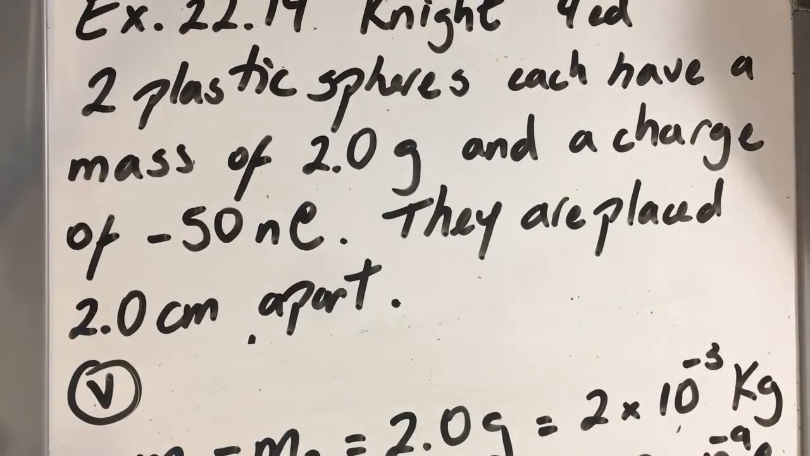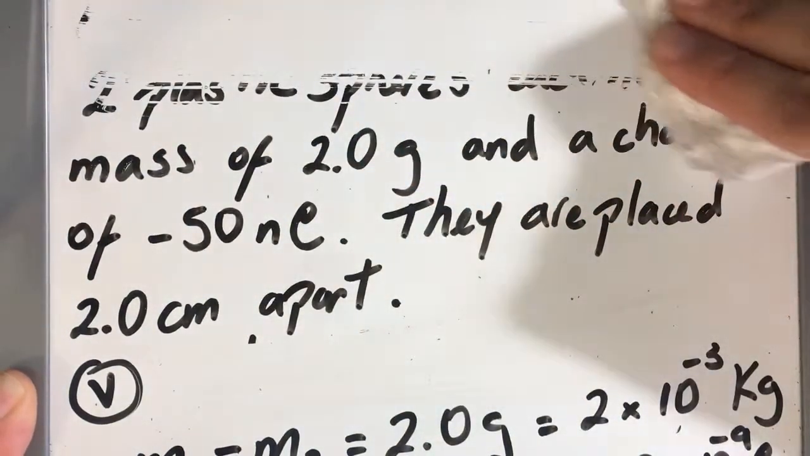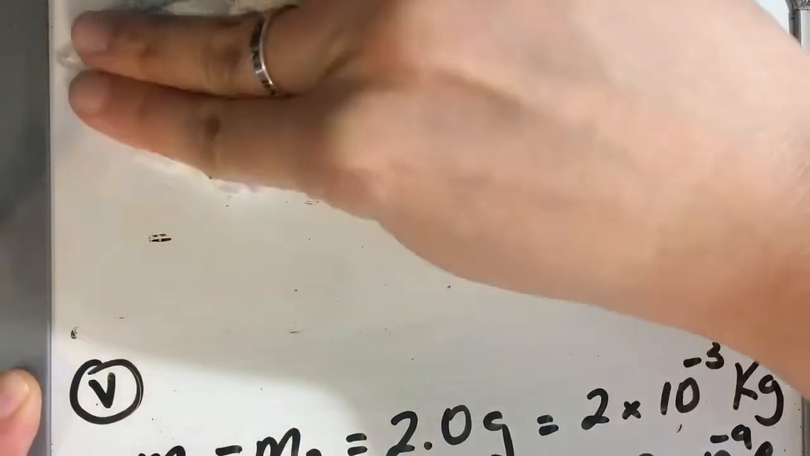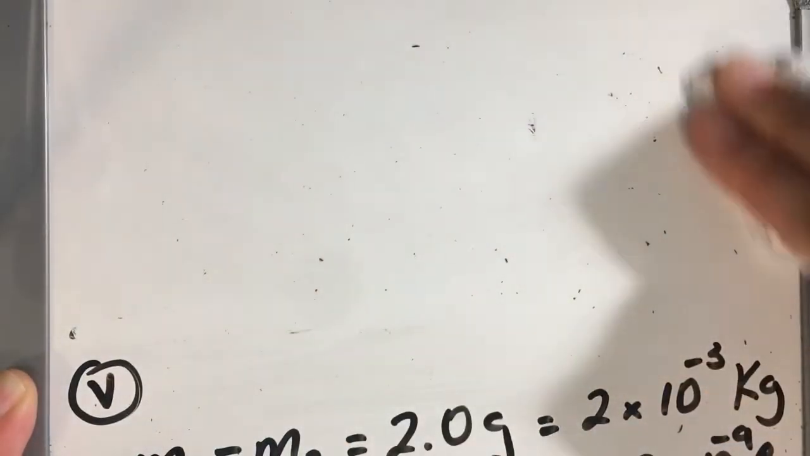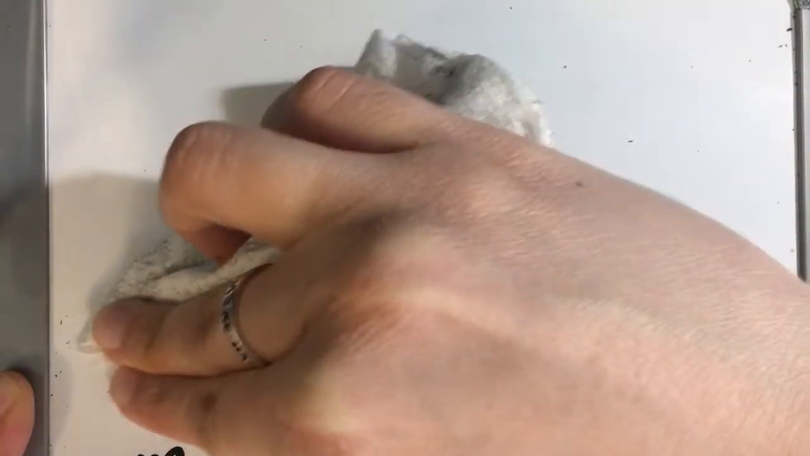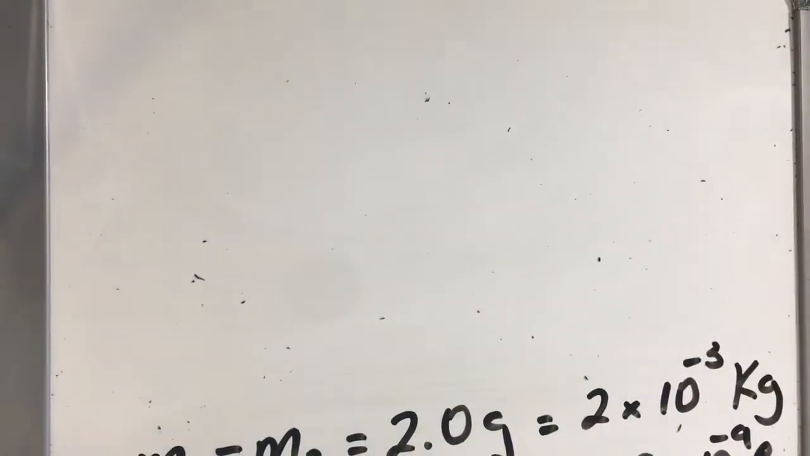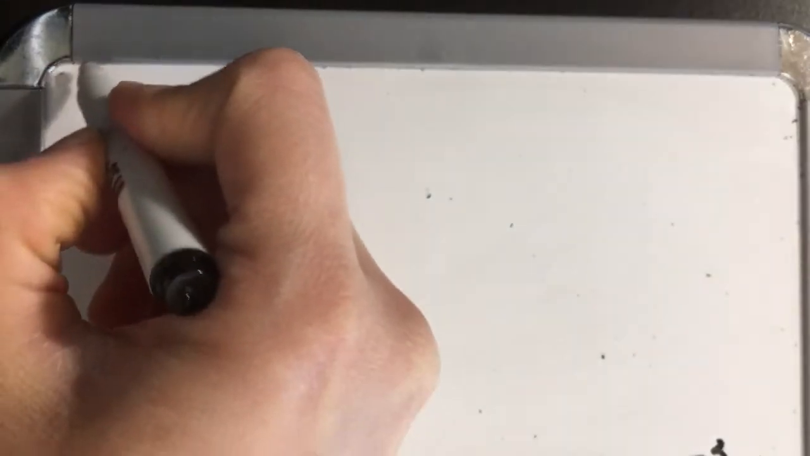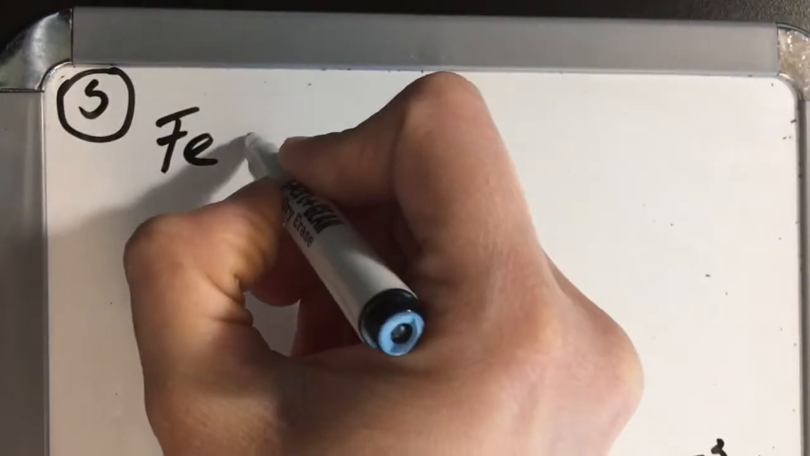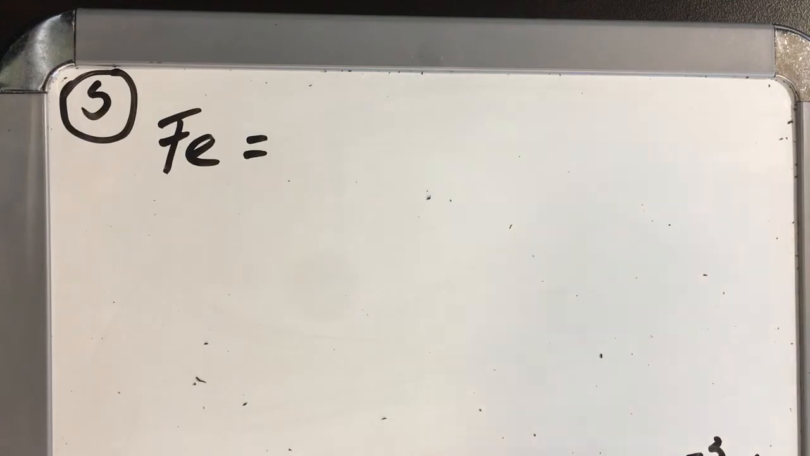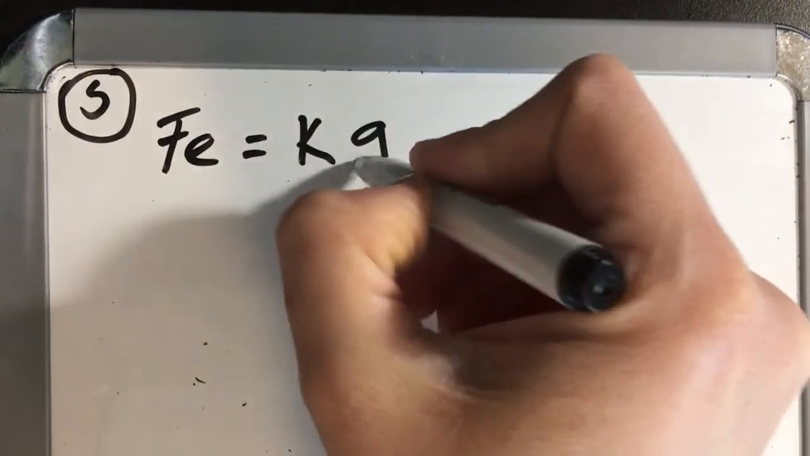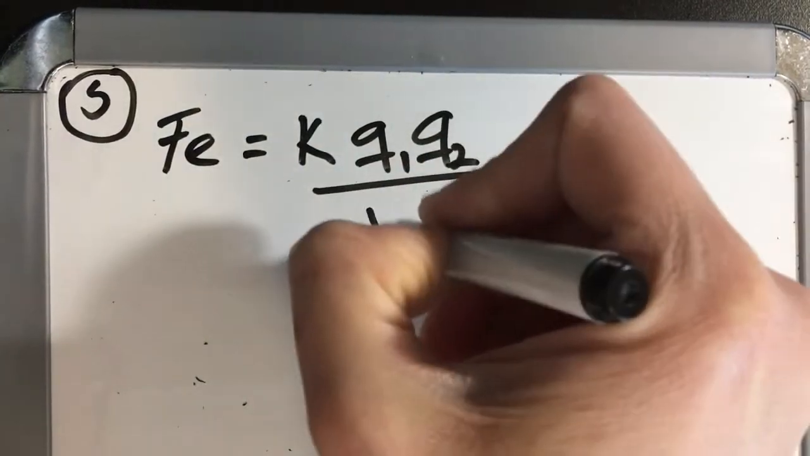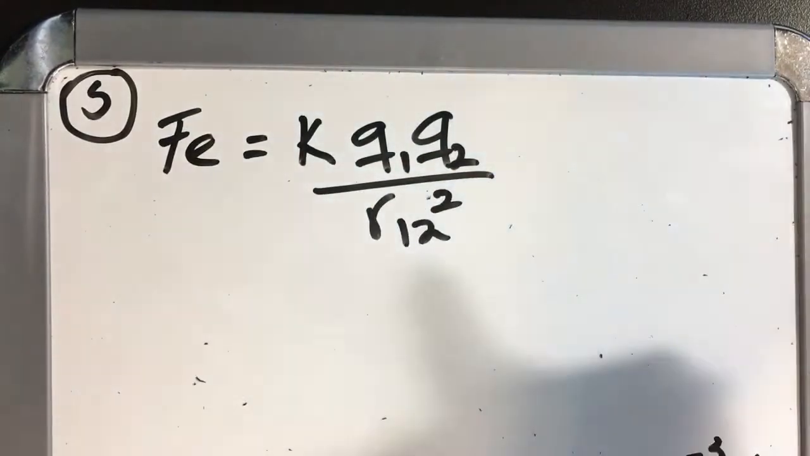And for that, I'm going to erase the wording of the exercise because we already obtained all the information that we needed from that wording of the exercise, okay? So for our solution, first step, we want to calculate Fe, the electric force, and what we're going to do is just apply Coulomb's law. Coulomb's law tells me that Fe is equal to K Q1 Q2 over R12 squared, right?